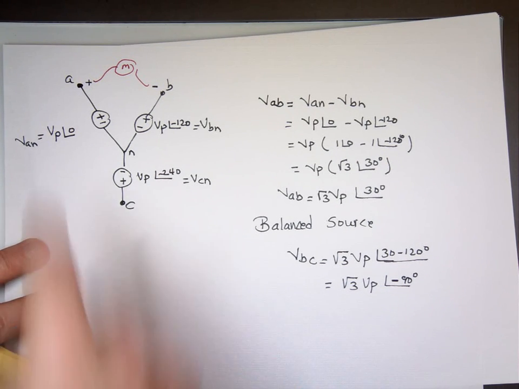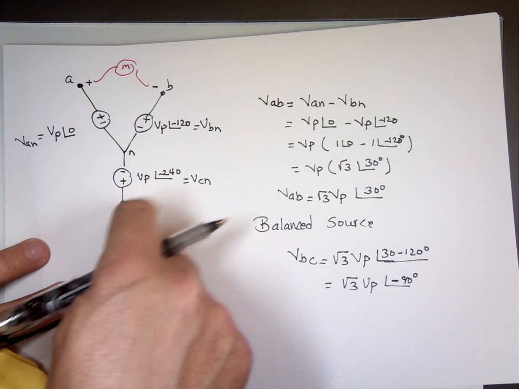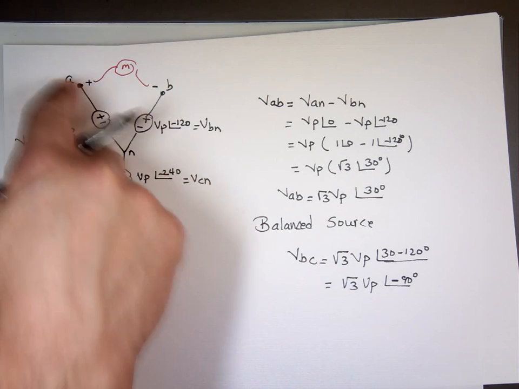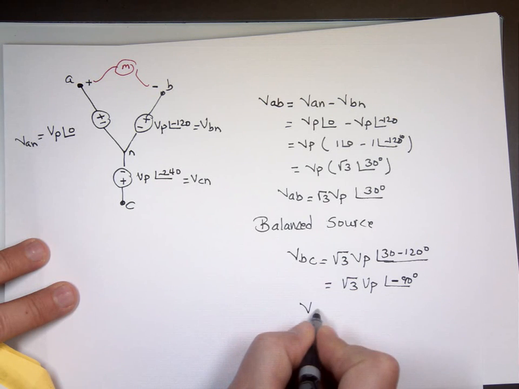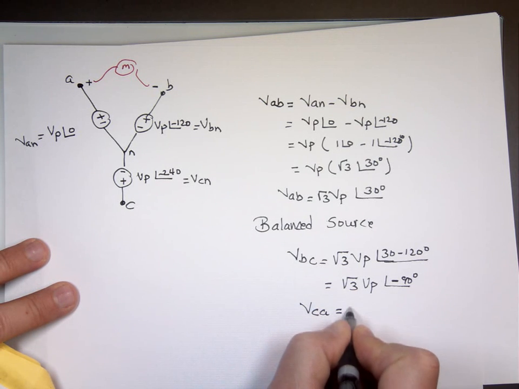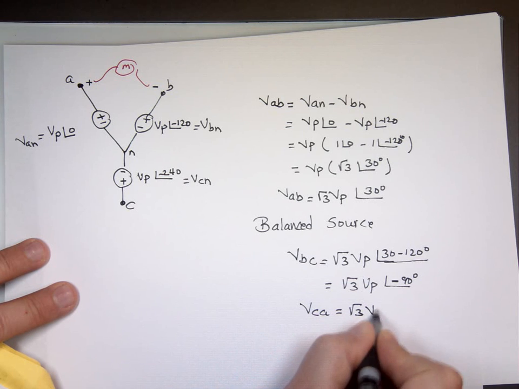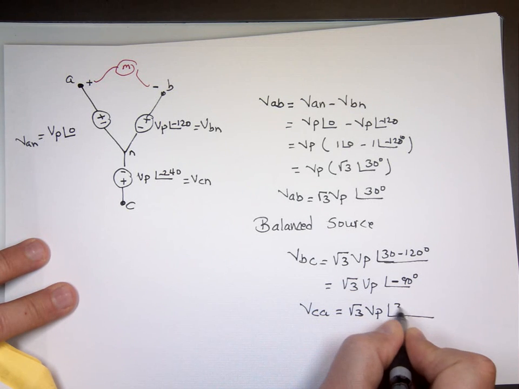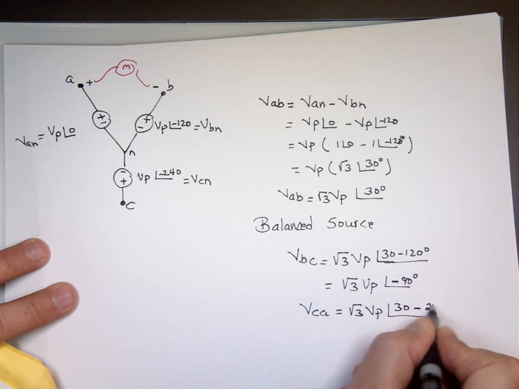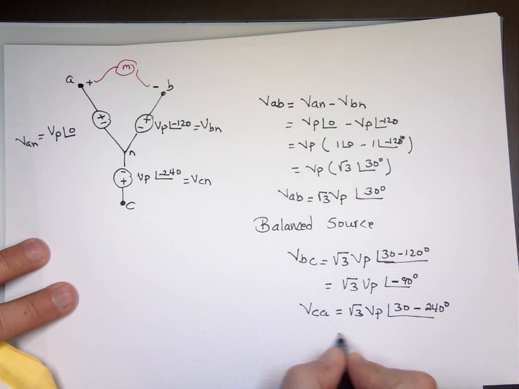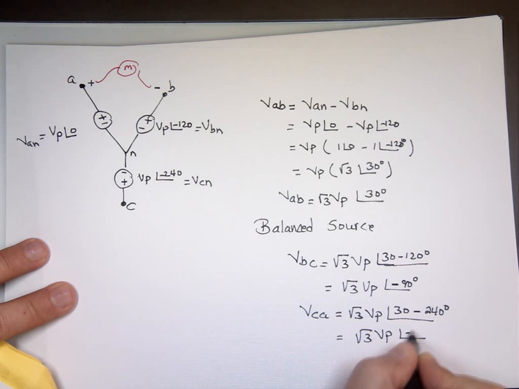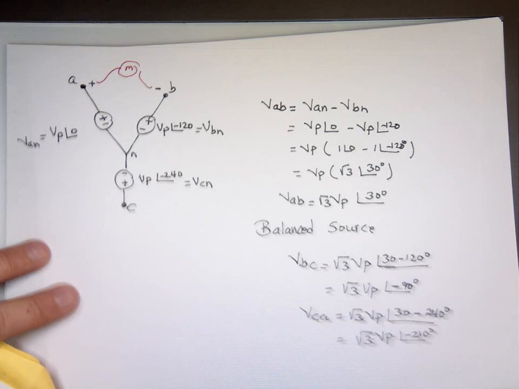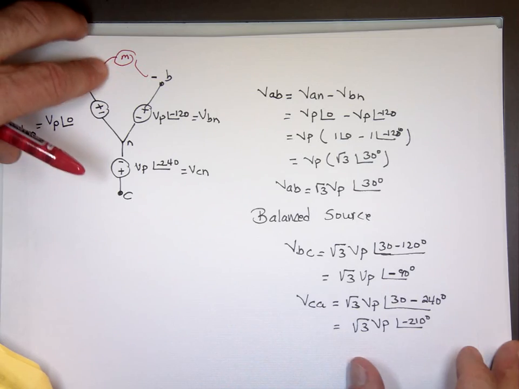I'm going AB, BC, now CA. Notice I'm going this way: AB, BC, then CA. So VCA is going to be the square root of 3 times VP, the angle 30 minus 240. That's what's nice about a balanced source. Once you know one, you know the rest of them.